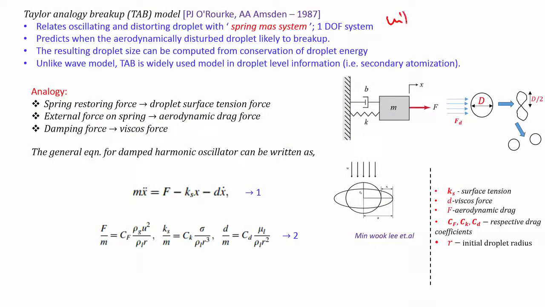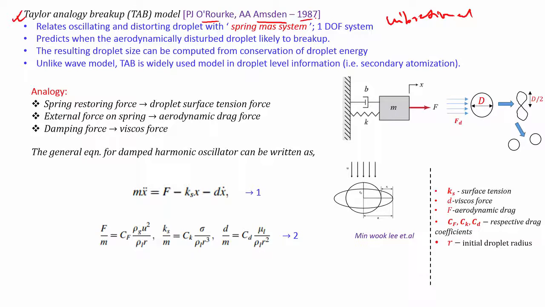Welcome. In the previous lecture, we talked about the different types of breakup: vibrational, bag type, multimode. Out of that, we pick up the simpler of the breakup models, which is vibrational breakup, and this comes from the Taylor analogy breakup model. The courtesy goes to O'Rourke and Amsden, in a 1987 paper where they first did it.